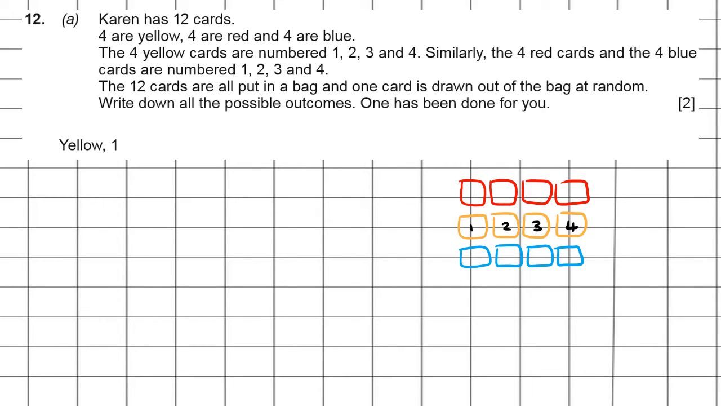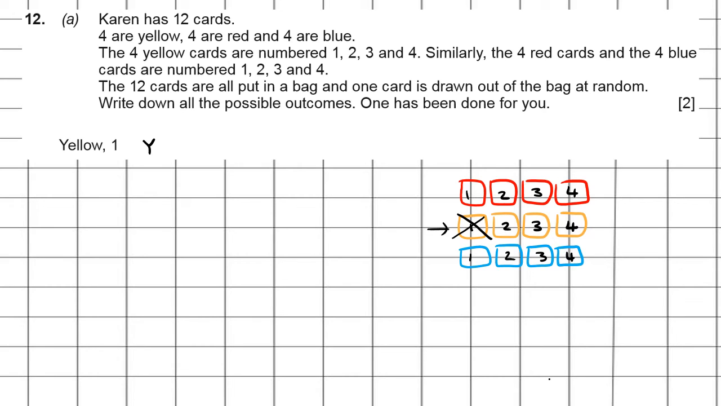Similarly, the 4 red cards and the 4 blue cards are numbered 1, 2, 3, 4. The 12 cards are all put in the bag and 1 card is drawn out of the bag at random. Write down all the possible outcomes. 1 has been done for you. So yellow 1. So let's start with yellow now. So yellow 1, so that's been pulled out.